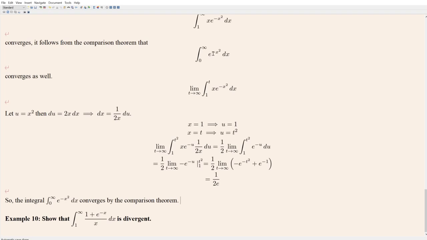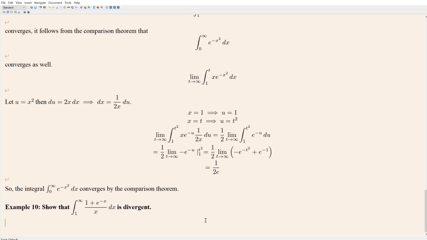Notice, however, that this integral does not converge to 1 over 2e. We don't know what it converges to. I've said nothing about that. It is this second auxiliary integral that we're comparing it to that converges to 1 over 2e. But we don't know what this one converges to. That we would have to do numerically. Because indeed, finding an antiderivative is actually impossible. Not sure why, but that's a well-known fact.